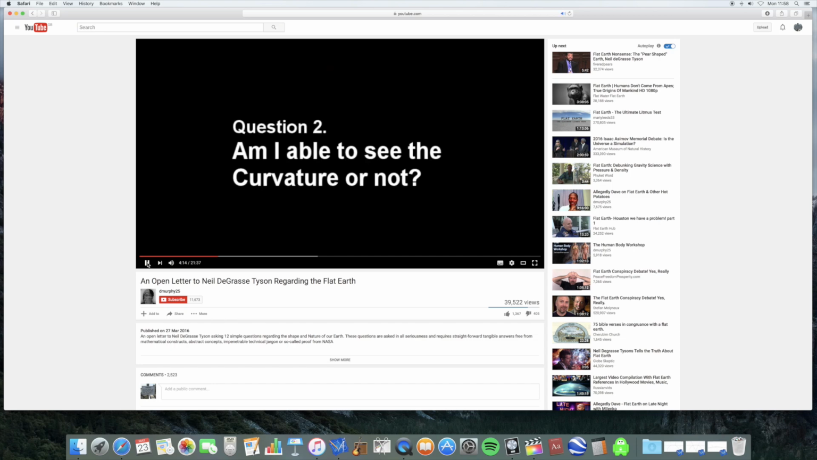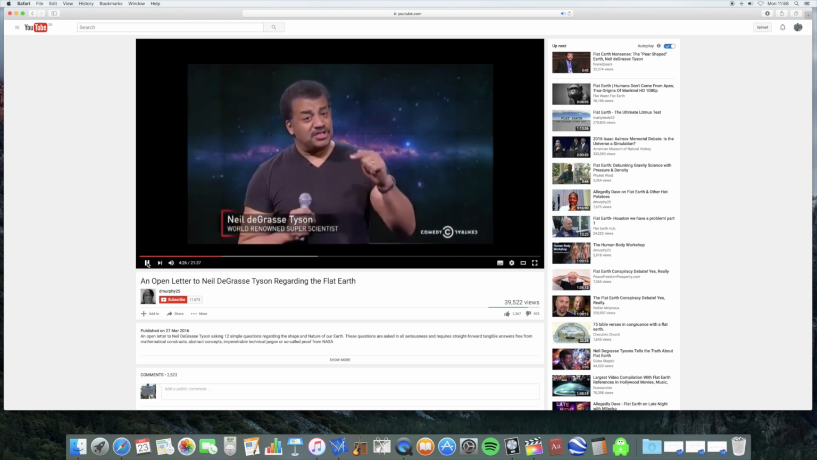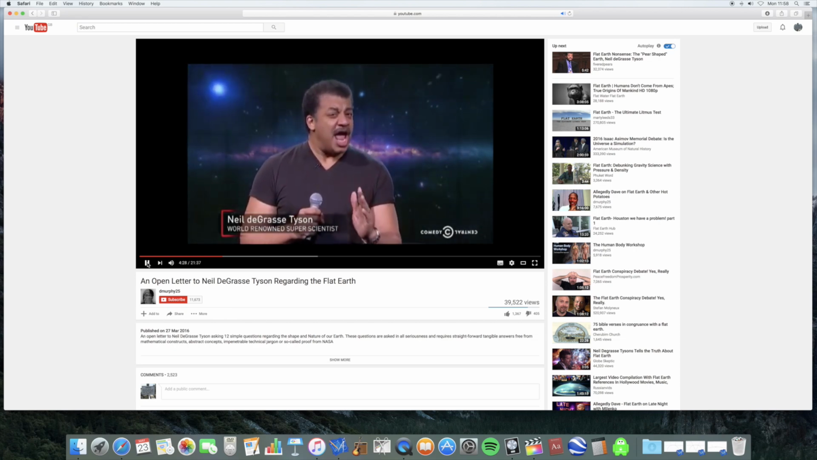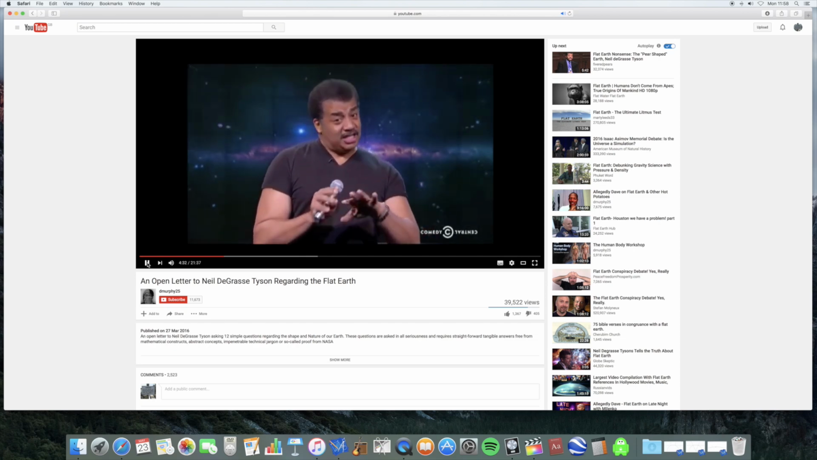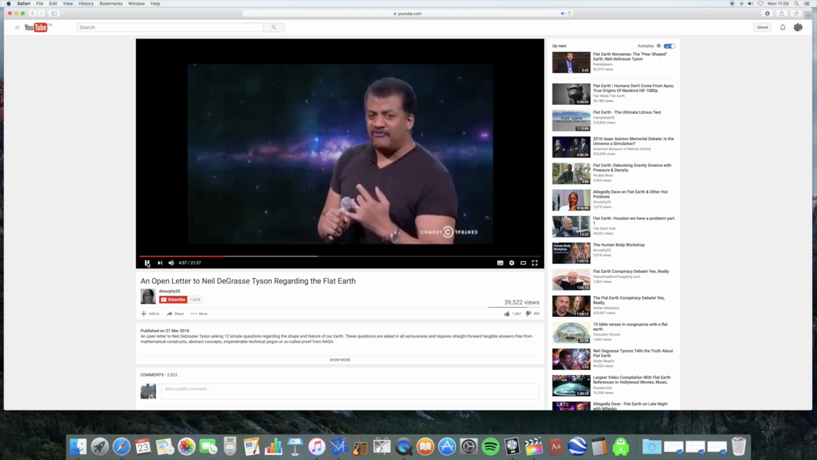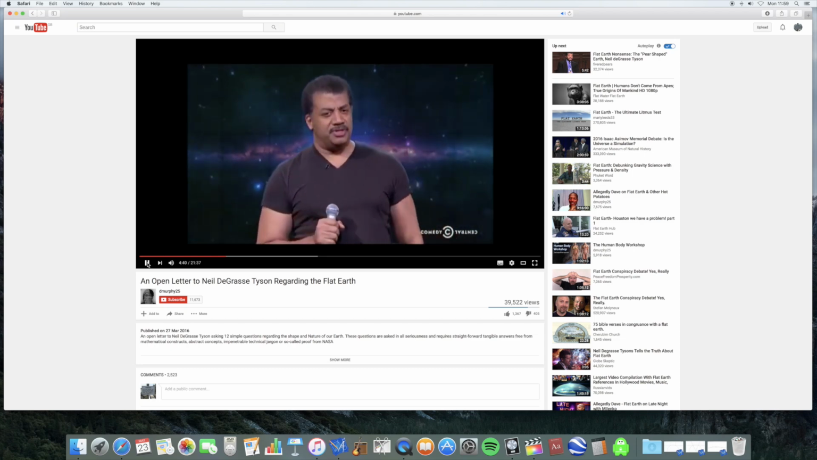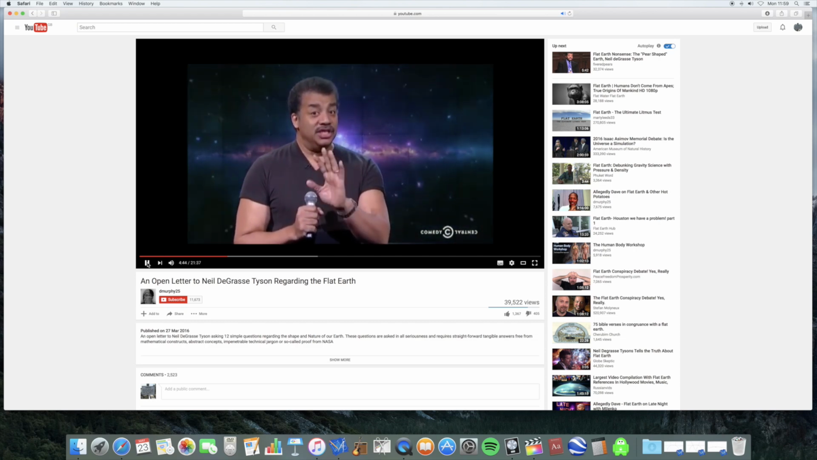Question 2. Am I able to see the curvature or not? According to you, you cannot see the curvature even from a plane because the Earth is so big. The Earth looks flat because 1, you're not far enough away at your size. 2, your size isn't large enough relative to Earth to notice any curvature at all. It's a fundamental fact of calculus and non-Euclidean geometry. Small sections of large curved surfaces will always look flat to little creatures that crawl upon it.